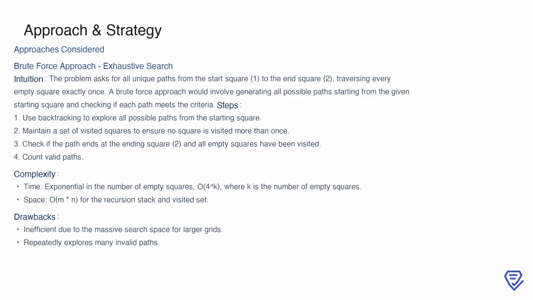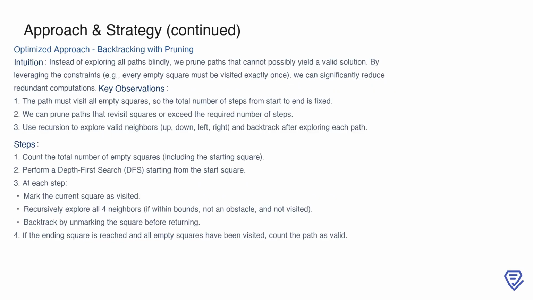The search space grows exponentially with the number of empty squares, leading to a time complexity of 4 to the power of k, where k is the number of empty squares. Additionally, this method is inefficient for larger grids because it repeatedly explores invalid or redundant paths, making it impractical in many cases. To overcome the inefficiencies of brute force, we can use an optimized backtracking approach with pruning.